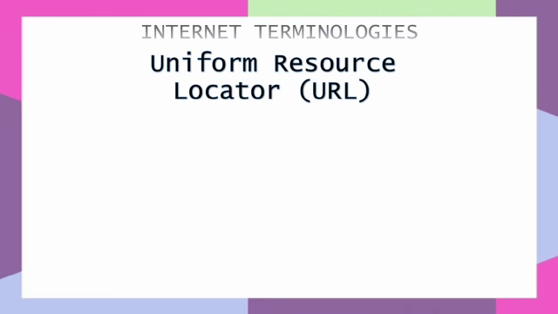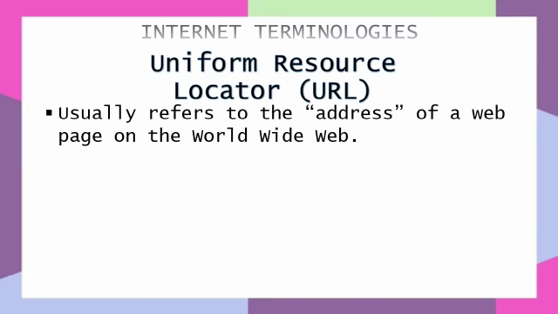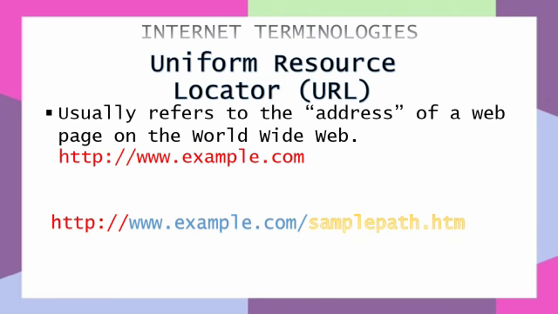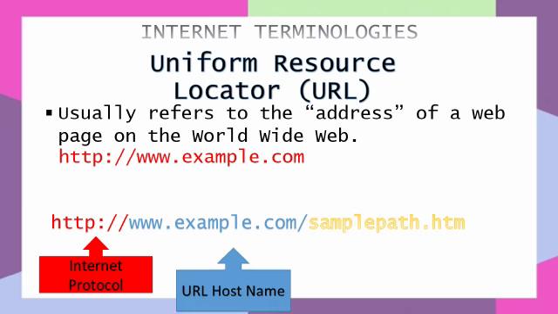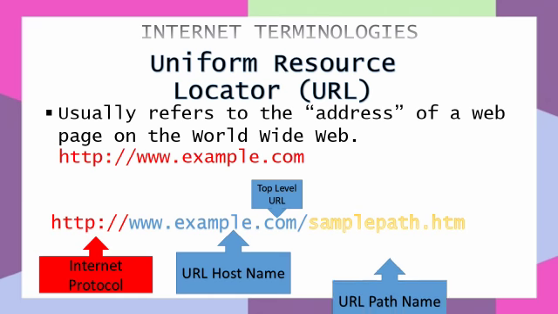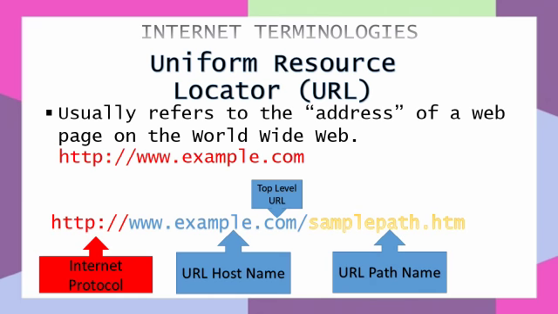Uniform Resource Locator or URL usually refers to the address of a web page on the World Wide Web. Example is, let's look at the part of the URL. Internet Protocol, URL hostname, top level URL, and URL path name.